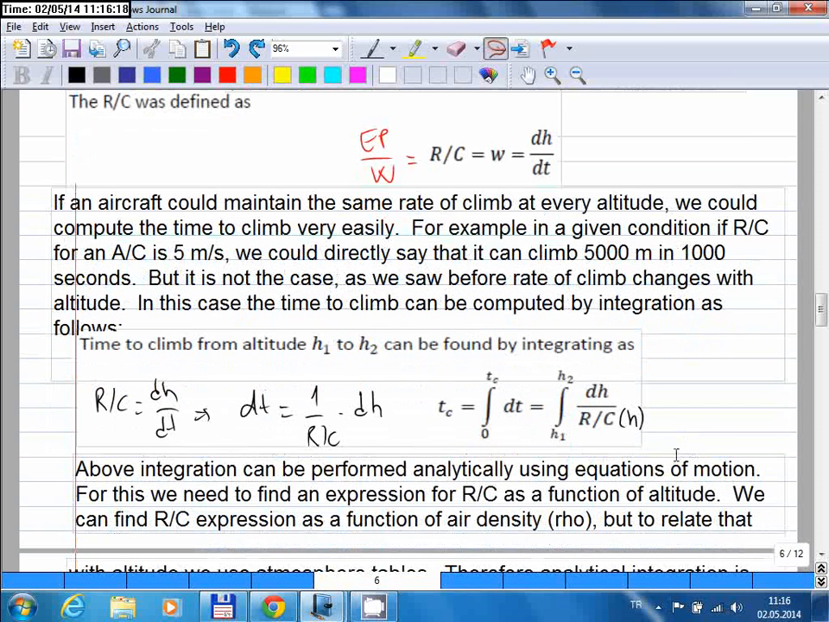In the integral here, you have dH, and also 1 over rate of climb is within this integral. This is what I was saying. If rate of climb was a constant number, then you could take this outside the integral, and this will give you h2 minus h1, right? But unfortunately, that's not the case. The rate of climb does depend on altitude, so you have to leave this within the integral, and take the integral together with that term.